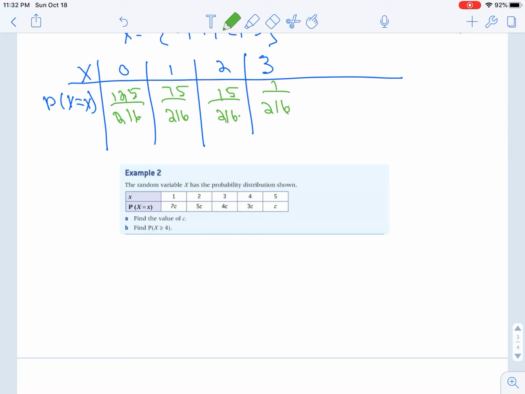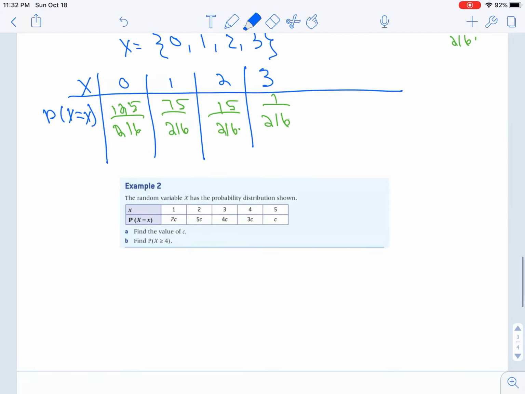This is video 3 of looking at random variables and probability distribution functions. One of the things I should have pointed out back here in the last example that I didn't is just looking at the sum of these.